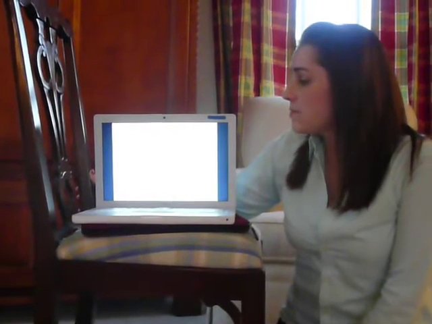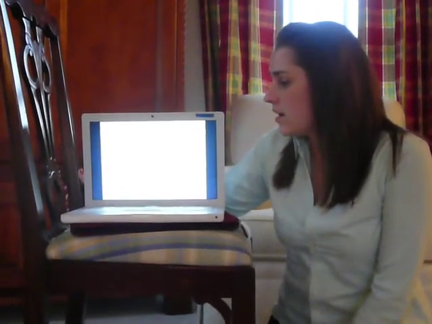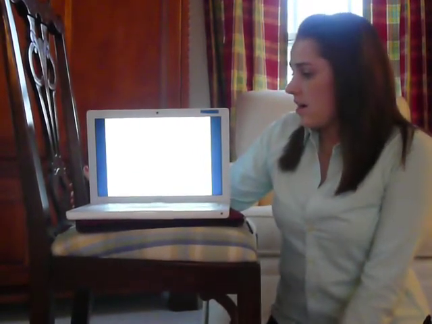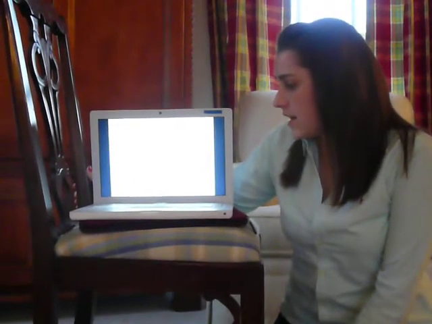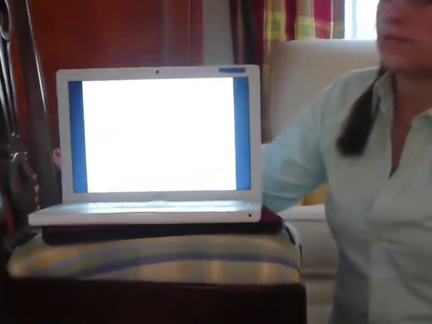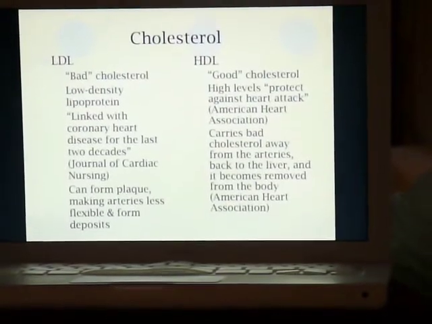So LDL is the bad cholesterol. It's a low-density lipoprotein, and according to the Journal of Cardiac Nursing, LDL has been linked with coronary heart disease for the last 2 decades, and it can form plaque, making the arteries less flexible and forming deposits in the artery, making the blood flow obstructed.